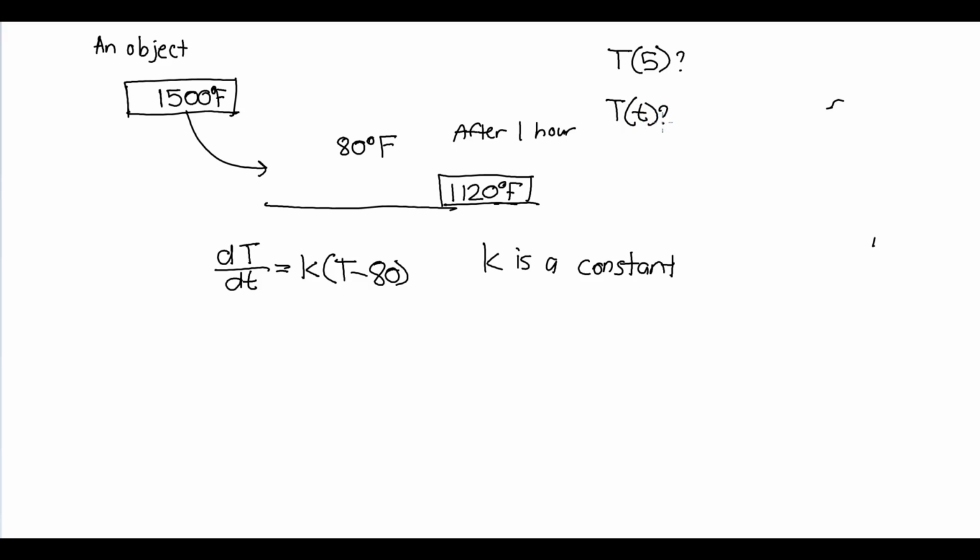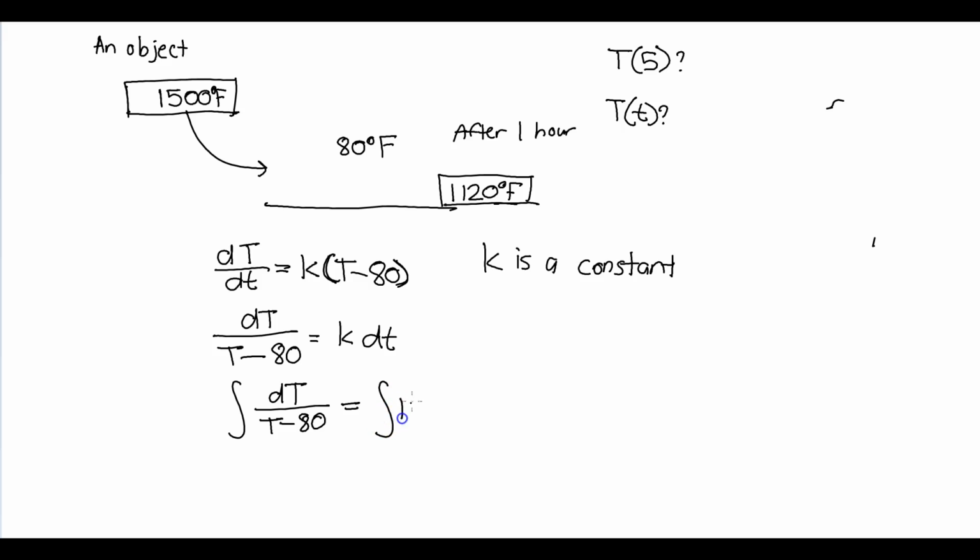So you would do separation of variables. You would separate this quantity, so I have dT over capital T minus 80 equals k times dt. And now you would be able to integrate dT over T minus 80 equals the integral of k times dt. And now that gets us ln of T minus 80 equals kt plus C, where C is a constant.